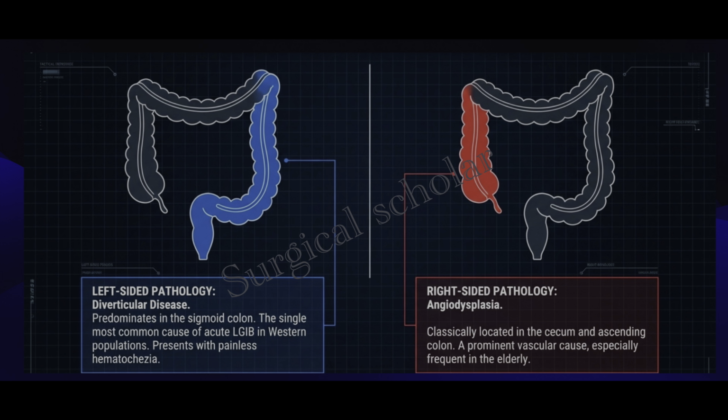Most commonly, the left-sided pathology is diverticular disease. It predominates in the sigmoid colon, the single most common cause of acute lower gastrointestinal bleeds in the Western population. It presents with painless hematochezia. The right-sided pathology is mainly because of angiodysplasias, classically located in the cecum and ascending colon. A prominent vascular cause, especially featuring in the elderly.